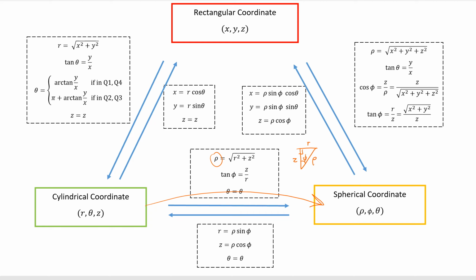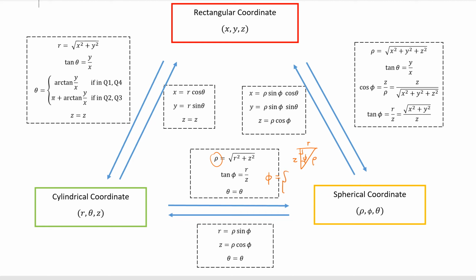And tangent of phi is the opposite over adjacent. So that is, oh, I see I have a typo here. This guy should be r over z. Oops. Okay, sorry about this typo. Now, theta is still theta. So usually how do we compute phi?